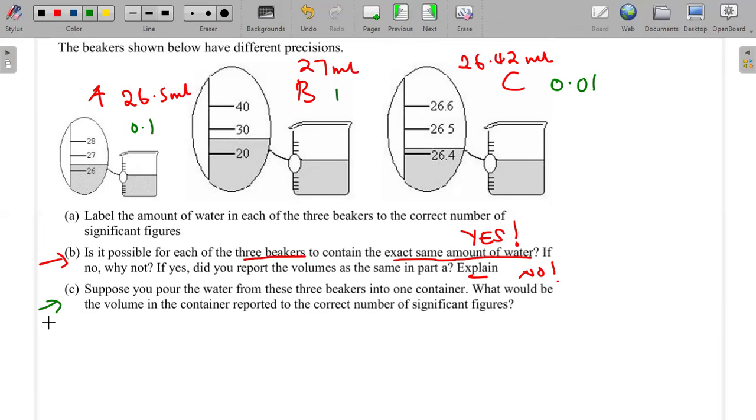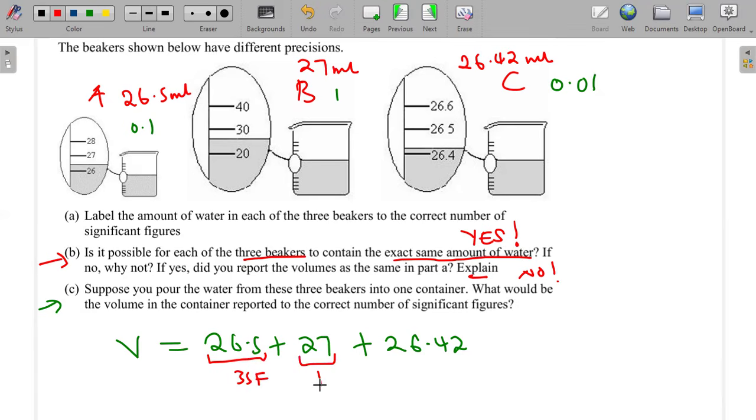And then on part C, they're saying suppose you pour the water from these 3 beakers into one container. What would be the volume in the container reported to the correct number of significant figures? So they just want us to add the volumes there. So I have 26.5 plus 27, okay, and then plus 26.42. So what did we say was the rule when you are adding these things? I'm not considering the number of significant figures, sorry. Considering the number of decimal places because I'm adding.